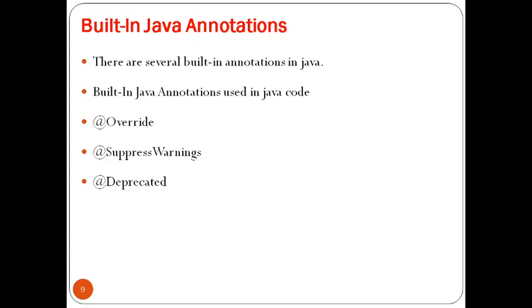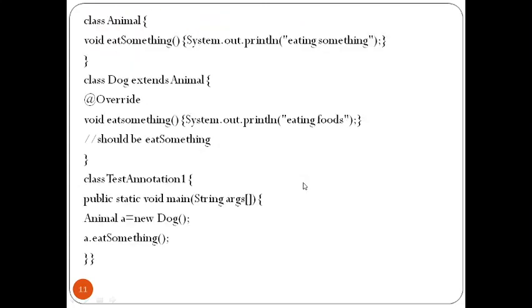Among them, the best Java annotations are: one is @Override, second is @SuppressWarnings, third is @Deprecated. I will explain them one by one. So when can we use this particular @Override Java annotation?